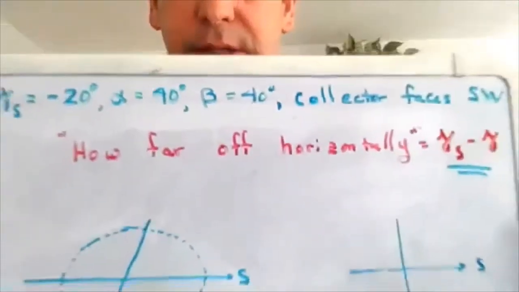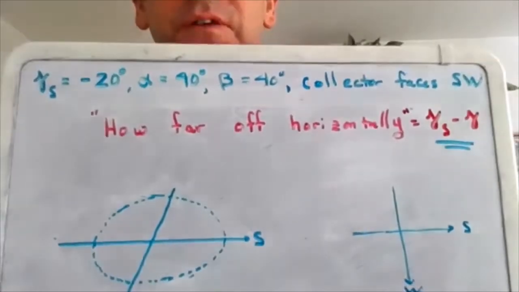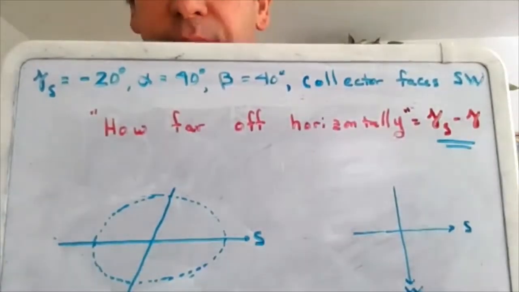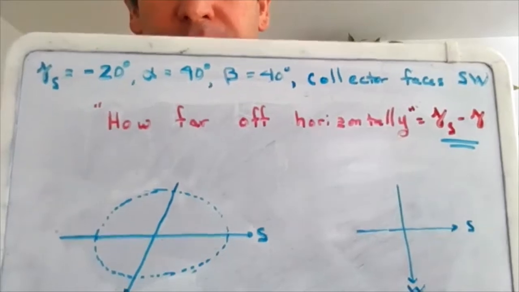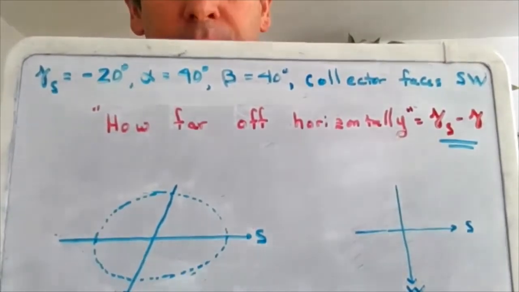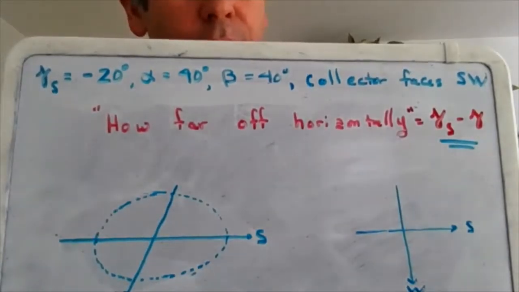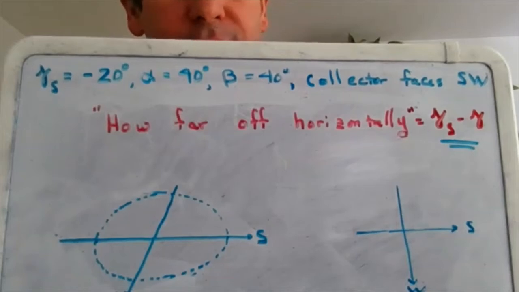All right, so in this case, the information is a little bit more like what you might receive if you were doing some design work. Okay, so I've got some information about the sun. Its alpha is 40 degrees, so it's pretty high above the horizontal. Our collector is tilted at 40 degrees above the horizontal, and it faces southwest.